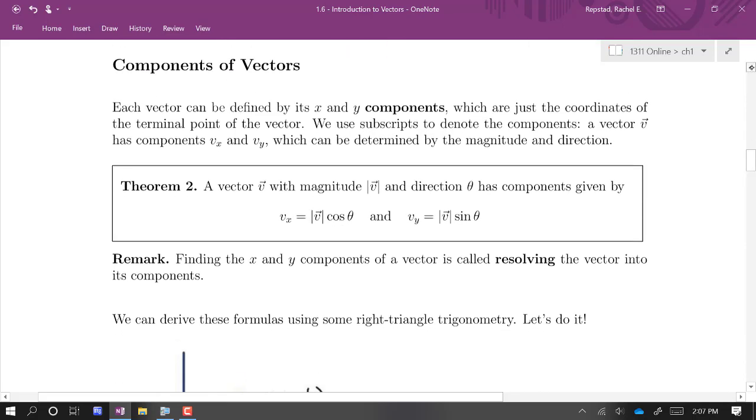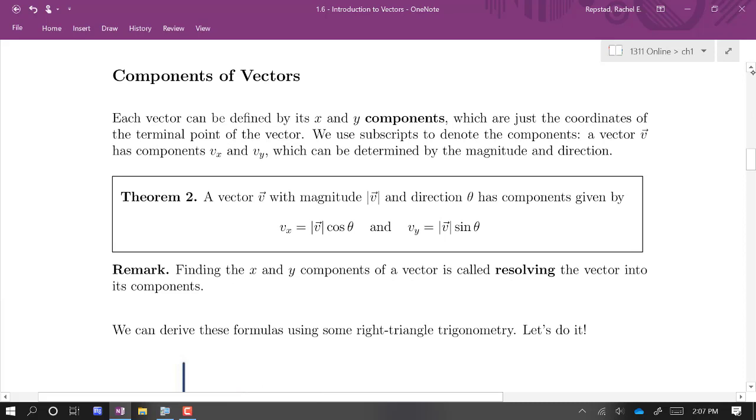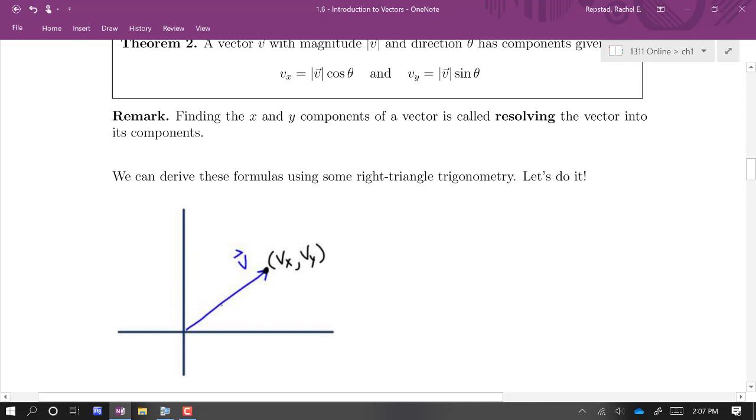What we're going to do, in order to have a more rigorous and easier to compute way to add vectors, we're going to define components of vectors. So look, we define a vector as something that has magnitude and direction. So let's say I've got this vector v. It has some magnitude, and it has this direction. The components are really defined to be, if you take that point where the vector ends, the components are the coordinates of that point. The x component is the x coordinate. The y component is the y coordinate.